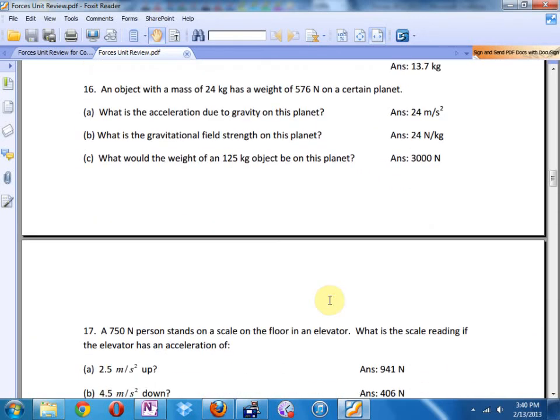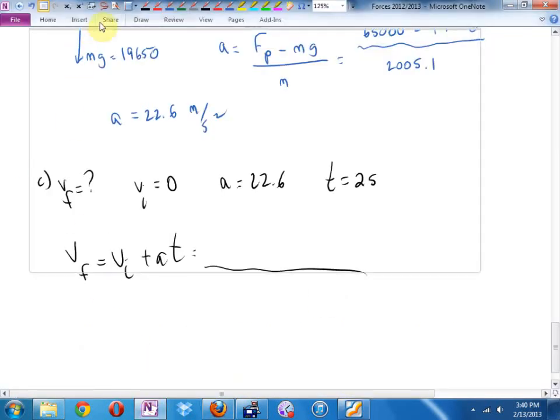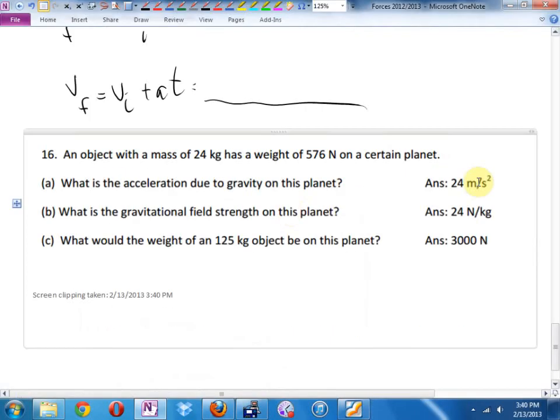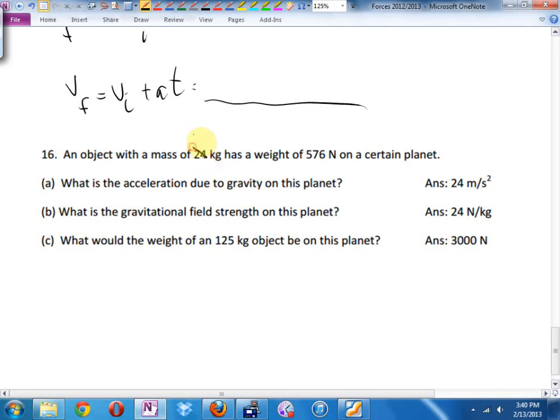16. Flip. You're not that important. An object with a mass of, how about 36 kilograms, has a weight of, how about, 960 newtons.